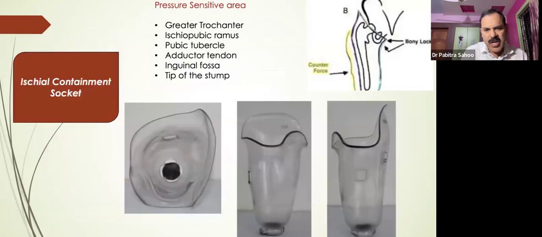And this ischial socket also prevents rotation of the stump around the socket. It locks the stump inside the socket.